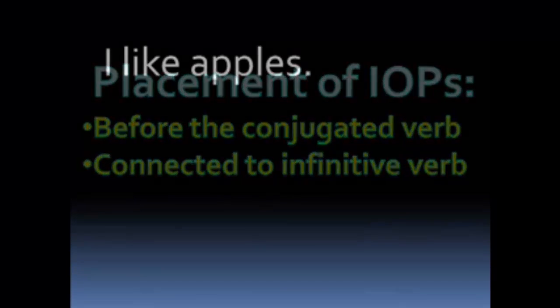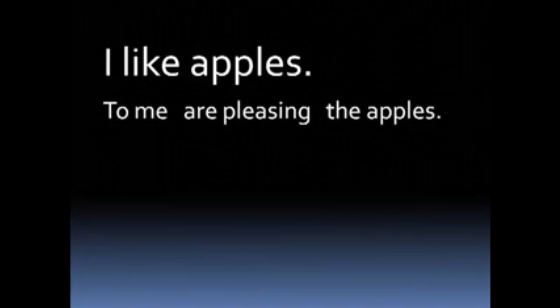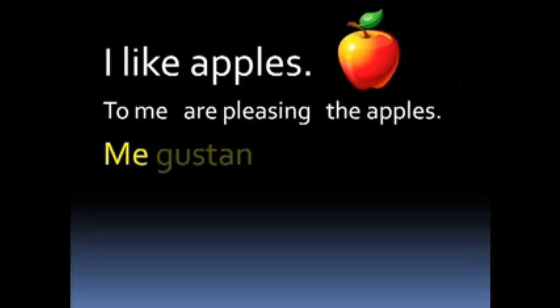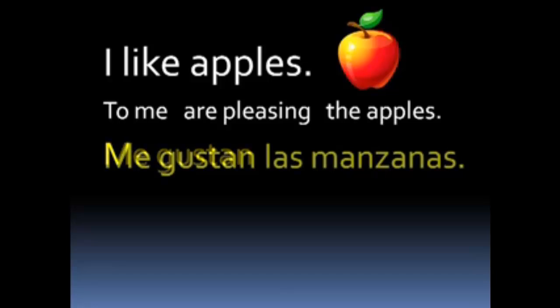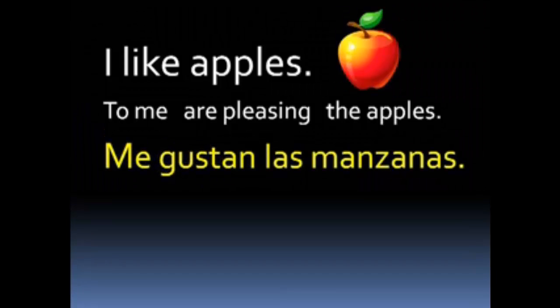So let's look at a few examples here. In English, you would say, I like apples. But the structure we would use in Spanish is, to me are pleasing the apples. Me is the to me. Gustan, they please, las manzanas. Me gustan las manzanas.